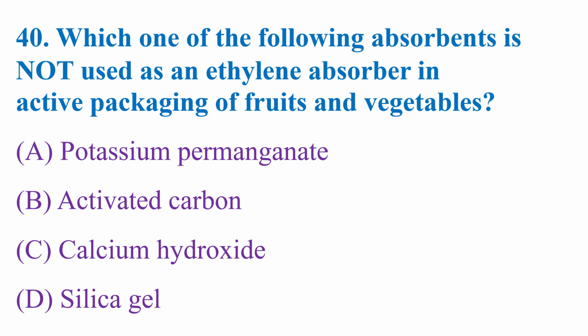Which of the following absorbents is not used as an ethylene absorber in active packaging of fruits and vegetables? First one, that is potassium permanganate. Basically it acts as an ethylene scavenger, and it oxidizes ethylene to carbon dioxide and water.